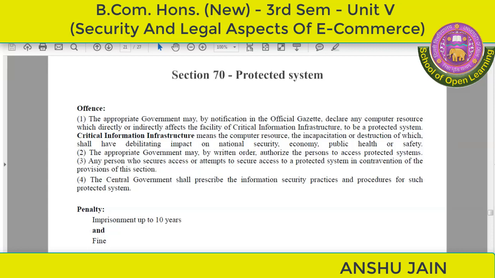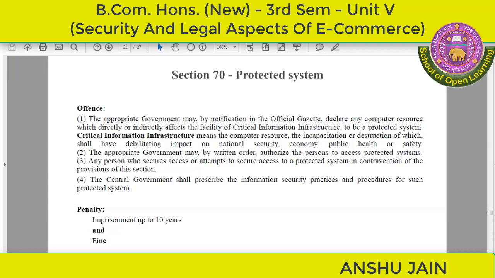Any person who secures access, or attempts to secure access, to a protected system to which he is not authorized to have access, in contravention of the provision of this section, and the central government will prescribe the information security practices and procedures for such protected system, the person will be supposed to pay a fine along with imprisonment up to 10 years.